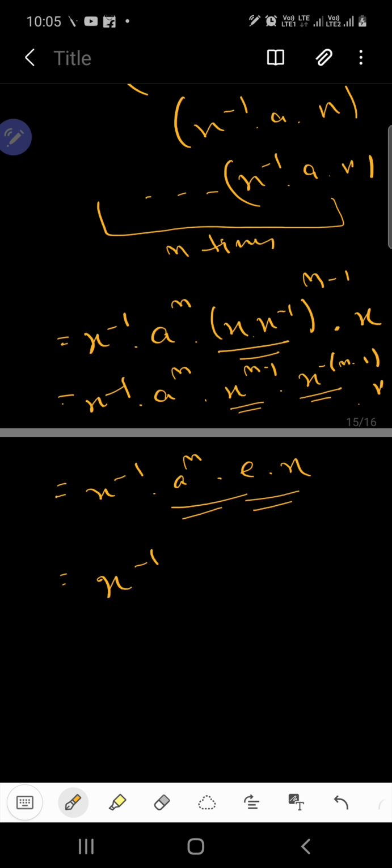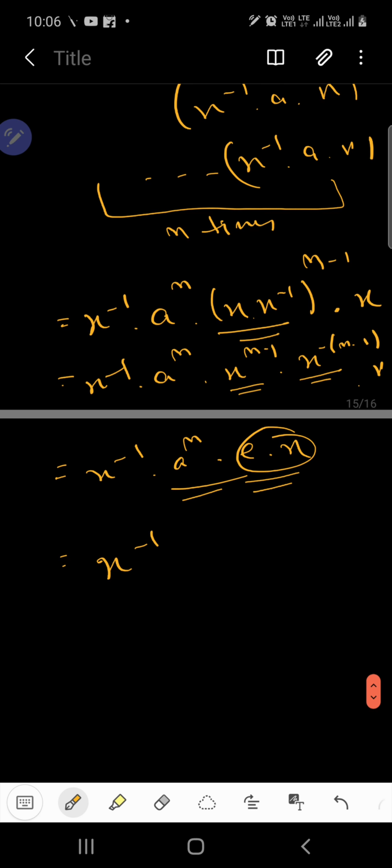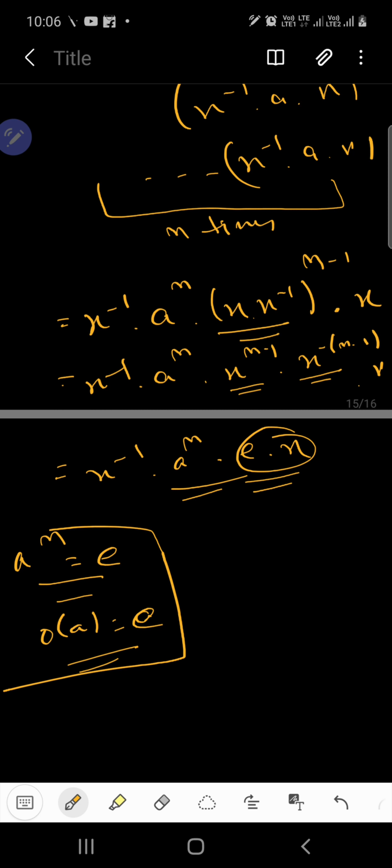Am I missing some fact? I don't think so. Okay, let me just understand this particular thing. So this gives you x, right? Okay, yes, I am missing some fact. I have not mentioned the fact that a to the power n is e, because we have considered the order of a to be n. I have not mentioned this fact earlier.